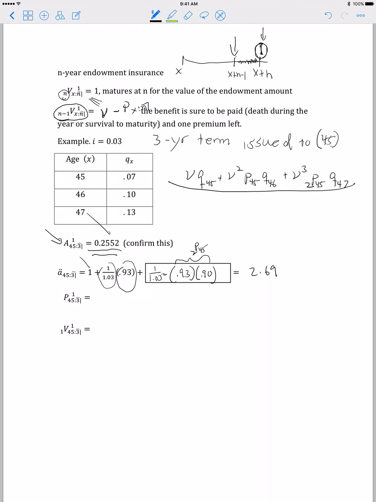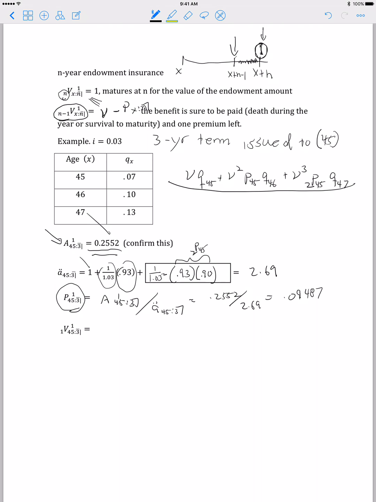So don't forget how to do these numerical calculations that we've already done in the past. We need to be able to continue to do them. So here's my premium from the equivalence principle. It's just going to be my actuarial present value of the 3-year term divided by this 3-year temporary life annuity. So it's going to be 0.2552 over 2.69. Okay, so there's my level premium.